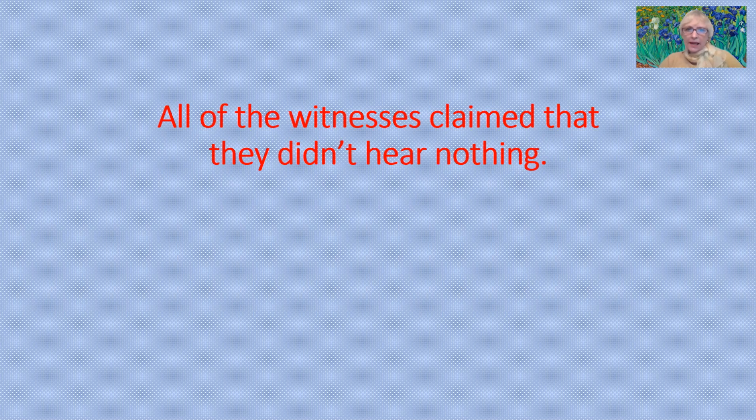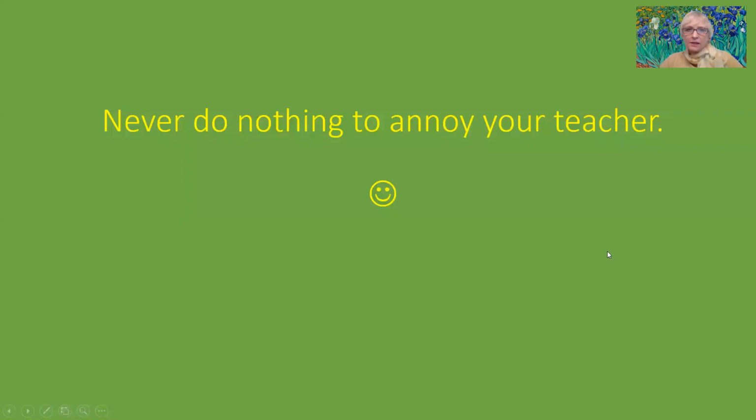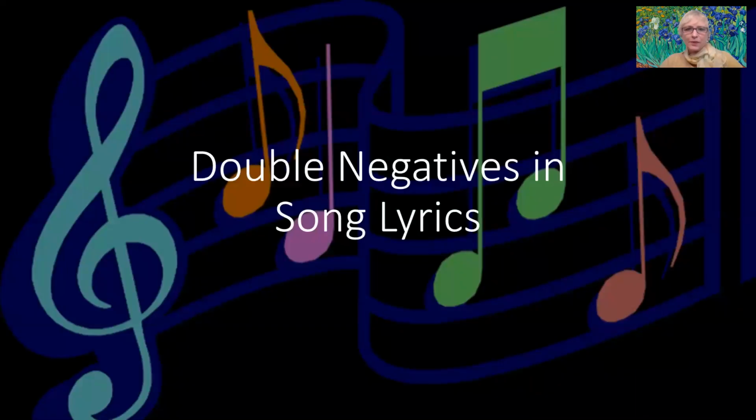All of the witnesses claimed that they didn't hear nothing. So our negative words are didn't and nothing. So all the witnesses claimed they heard nothing or they didn't hear anything. Let's see. Oh, this is the last example. Never do nothing to annoy your teacher. This is the most important example. Never and nothing are your negatives. So always do nothing to annoy your teacher, or never do anything to annoy your teacher.